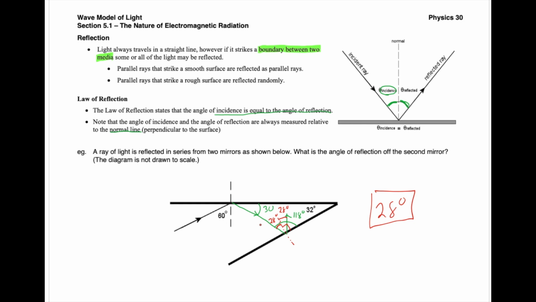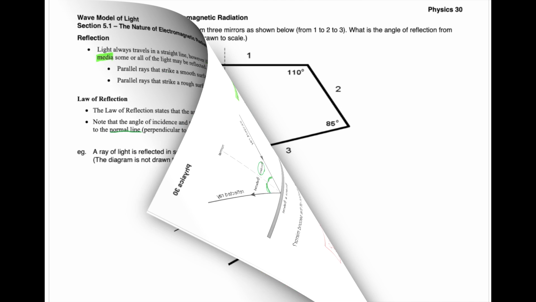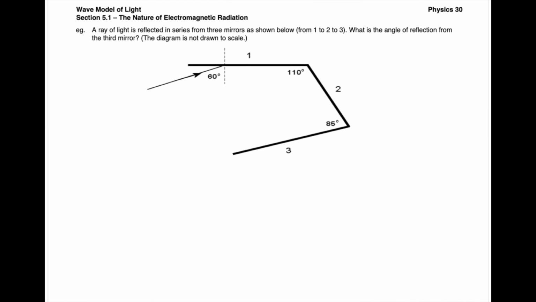Now watch your significant digits for these. We're just adding and subtracting angles, and so decimal places will be the rule that we're using for our significant digits here.